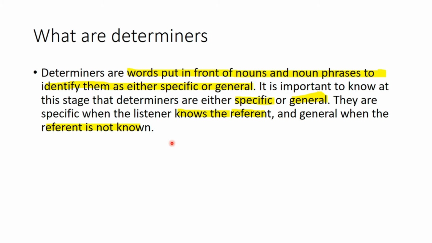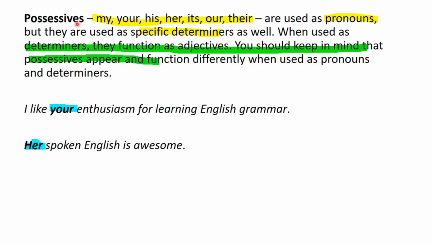classifications of determiners. One category of determiners is possessives, like my, your, his, her, its, our, their. While these possessives are used as pronouns, they are also used as determiners. But when used as determiners, they function differently. They function as adjectives. For example, I like your enthusiasm for learning English grammar. Now, your enthusiasm is a noun phrase in which the possessive determiner your is modifying the noun enthusiasm. Similarly, her spoken English is awesome.